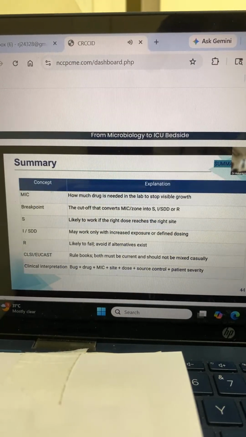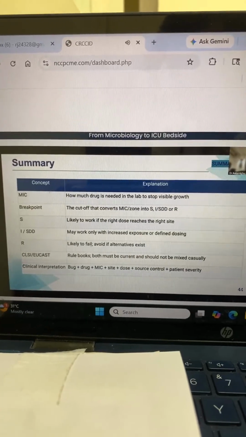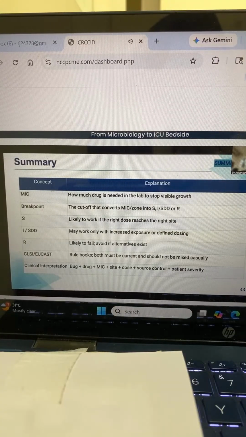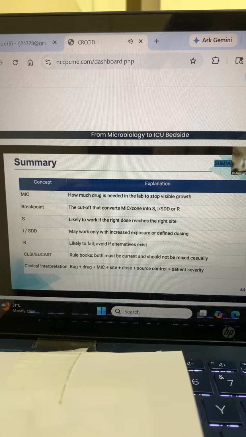So just to summarize the definitions, MIC is how much drug is needed in the lab to stop visible growth. Breakpoint is the cutoff that converts MIC, or the zone, into your report of S, I, SDD or R. S is likely to work if the right dose reaches the right site. R is likely to fail, avoid if alternatives exist.